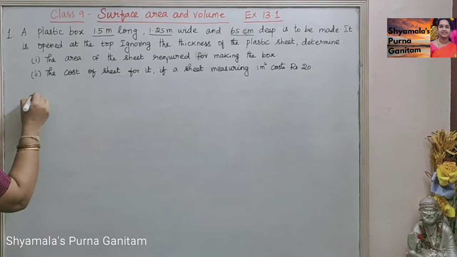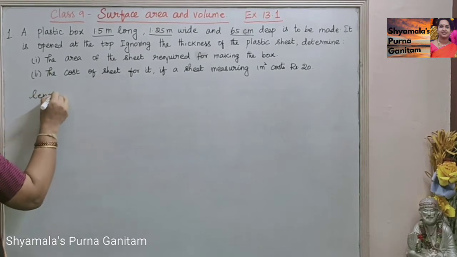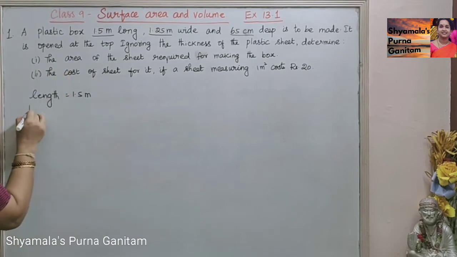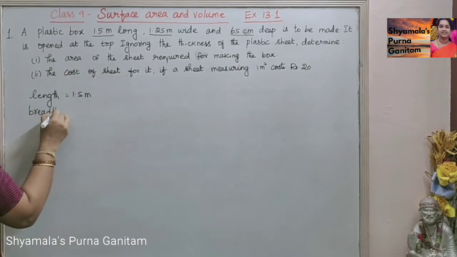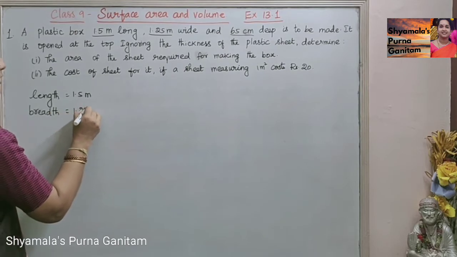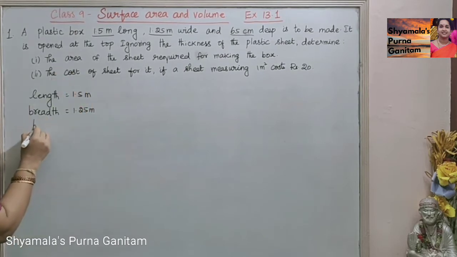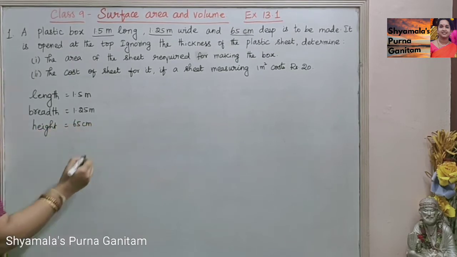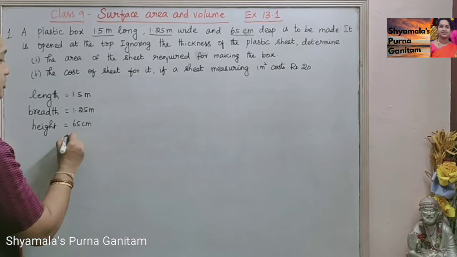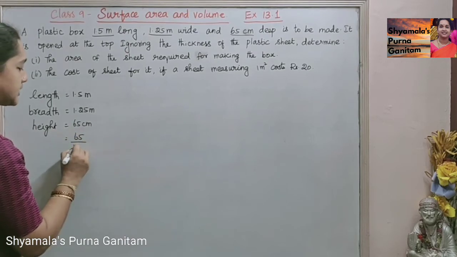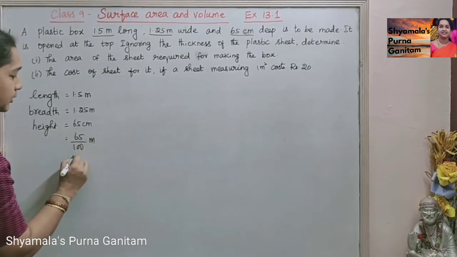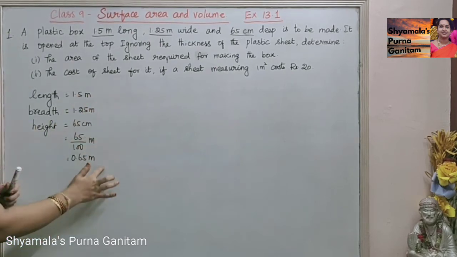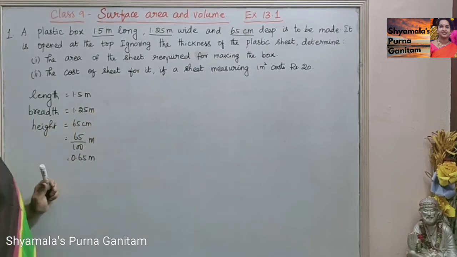So length of the box is given as, length is equal to 1.5 meter. Width means breadth. So breadth is equal to 1.25 meter. And deep means height. Height is equal to 65 centimeter. When we convert centimeter to meter, it has to be divided by 100. So 65 by 100 meter is equal to 0.65 meter. So all the three are in the same unit now.